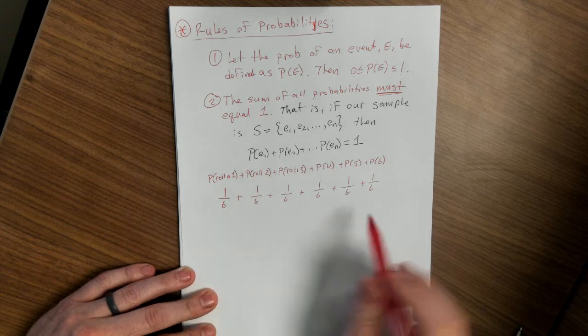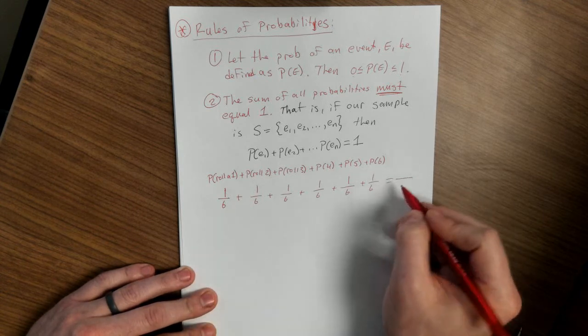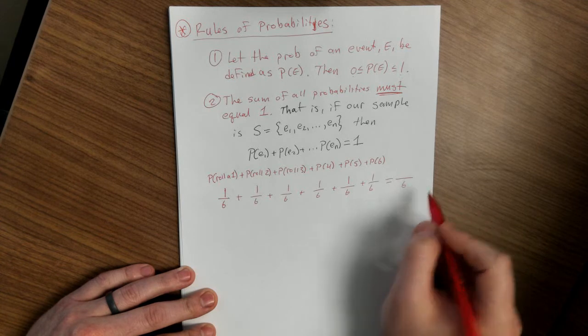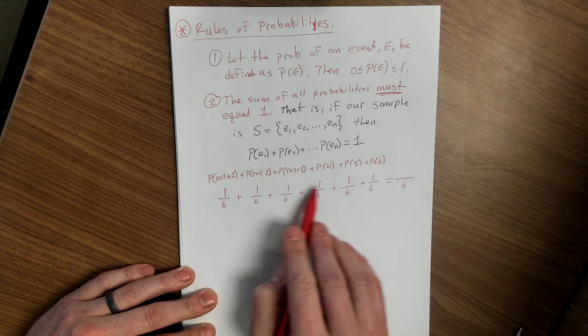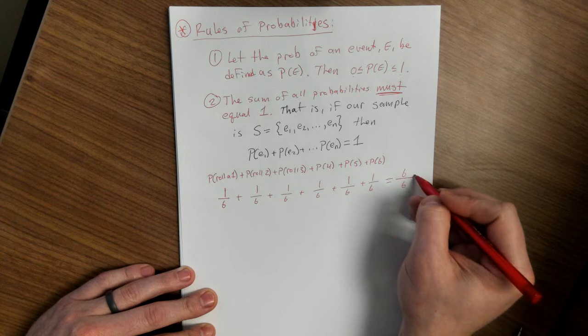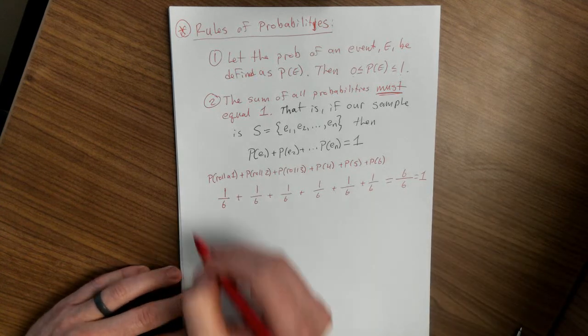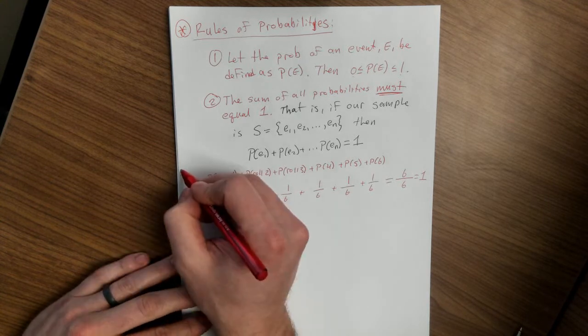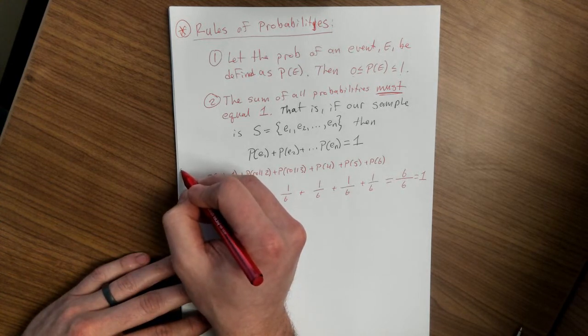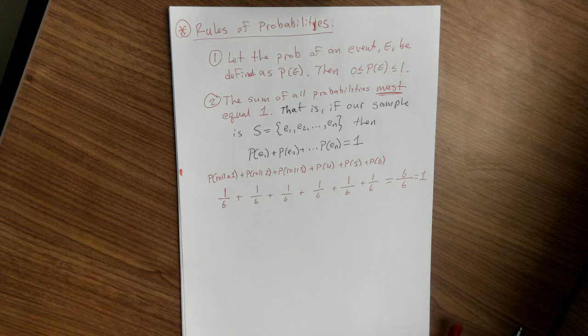So you add all these together. Since you have a common denominator, you just add the tops: 1, 2, 3, 4, 5, 6, which is 1. So that shows you the probability of the outcomes of rolling a die. And I probably should have denoted that. But that's what we're looking for when we're talking about the rules of probabilities. These two are important to know, and we will be using these throughout the semester.